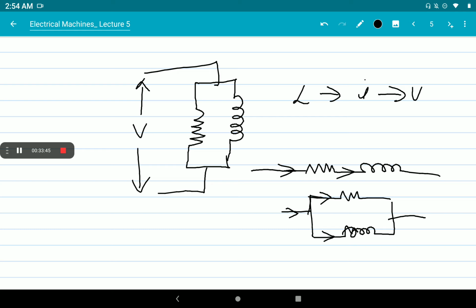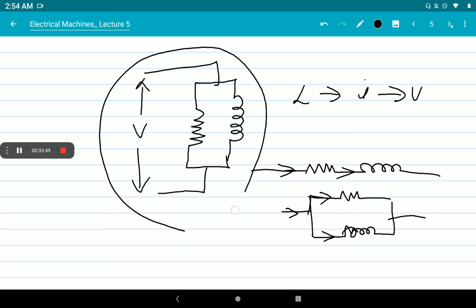So a magnetic circuit can be represented electrically like this. So this will be our electrical representation of a magnetic circuit. Okay, thank you.